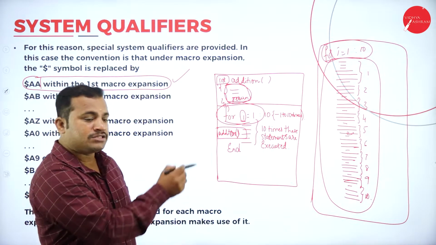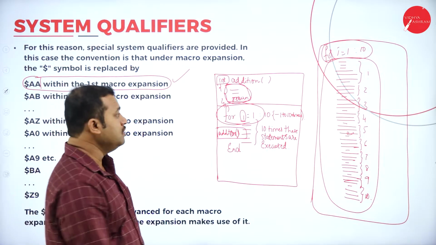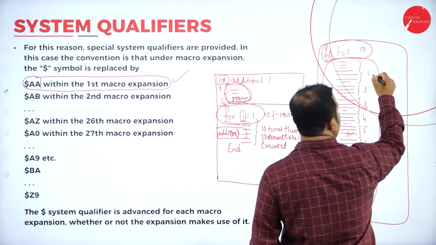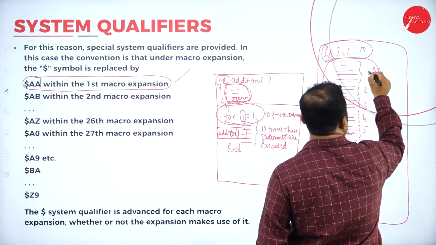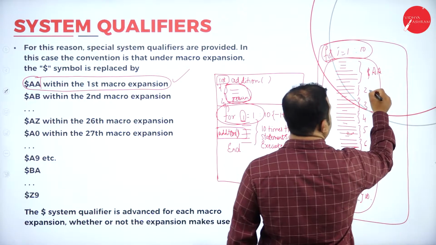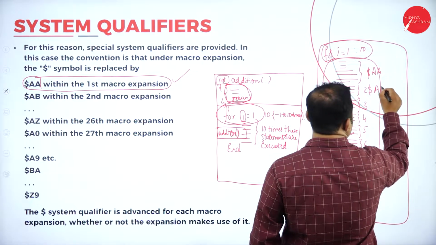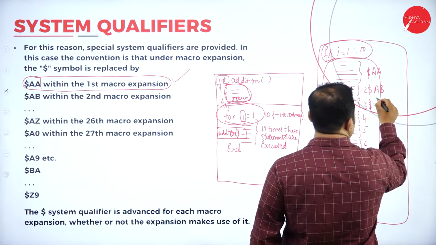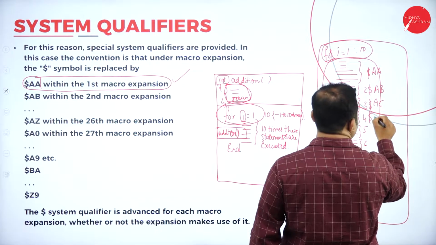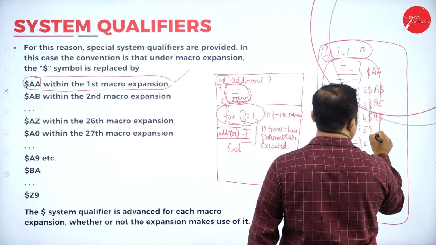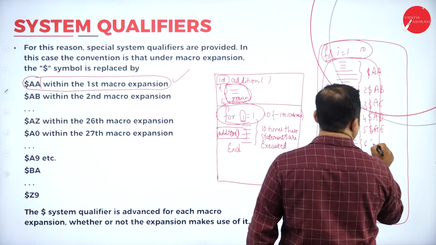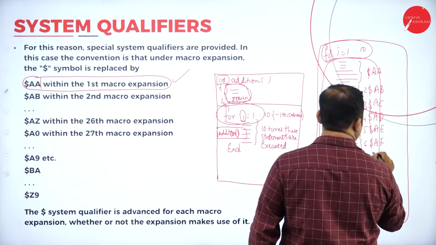Now I have an expanded version of the source code. In the first version, let me call this as AA, $AA. This as $AB. This as $AC. This as $AD, $AE, $AF.